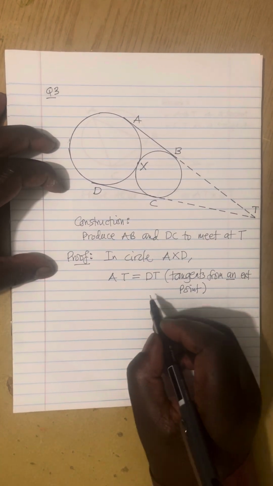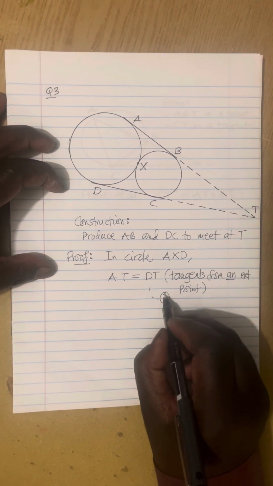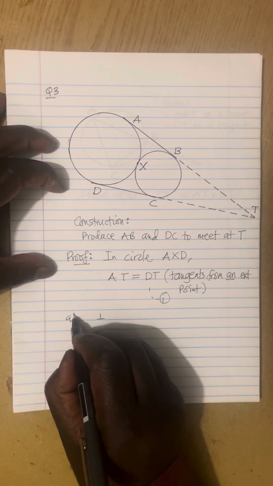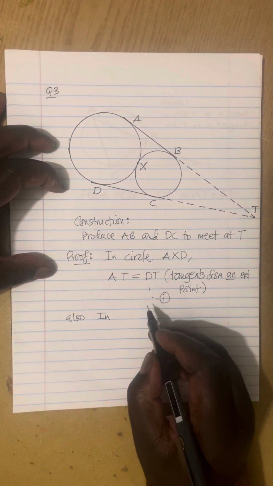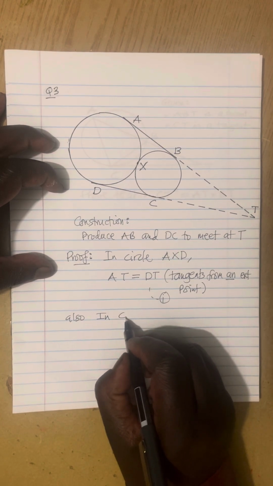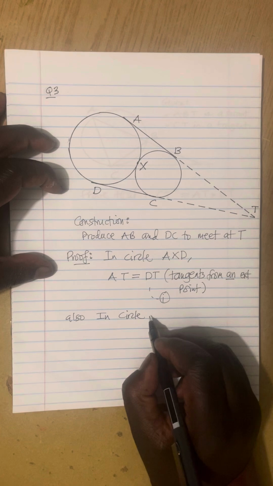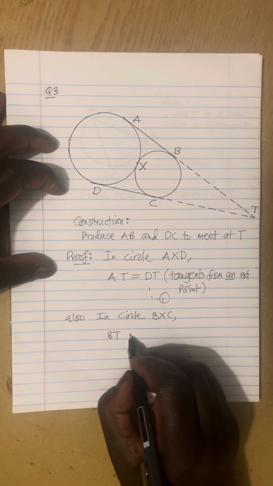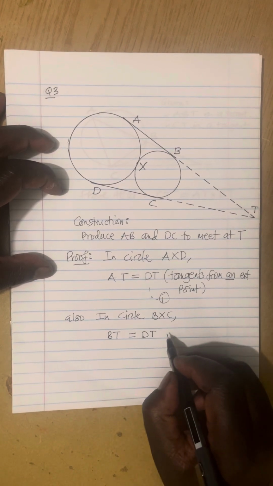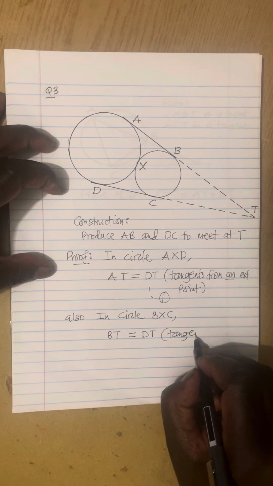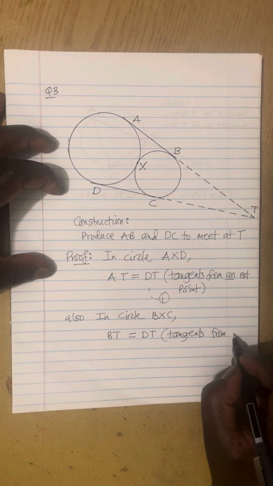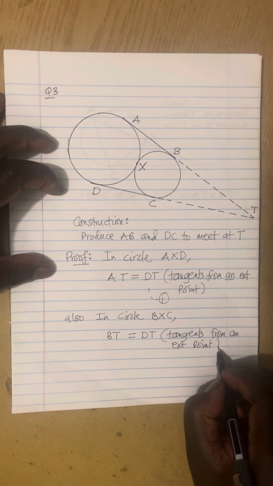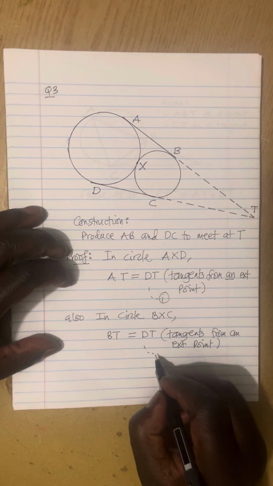Let me call this equation number one. And then I'm coming to the smaller circle now. I'm going to say in circle BXC, I can say BT is actually equal to DT. Same reason, tangents from an external point are equal in length. I'm going to call this equation number 2.